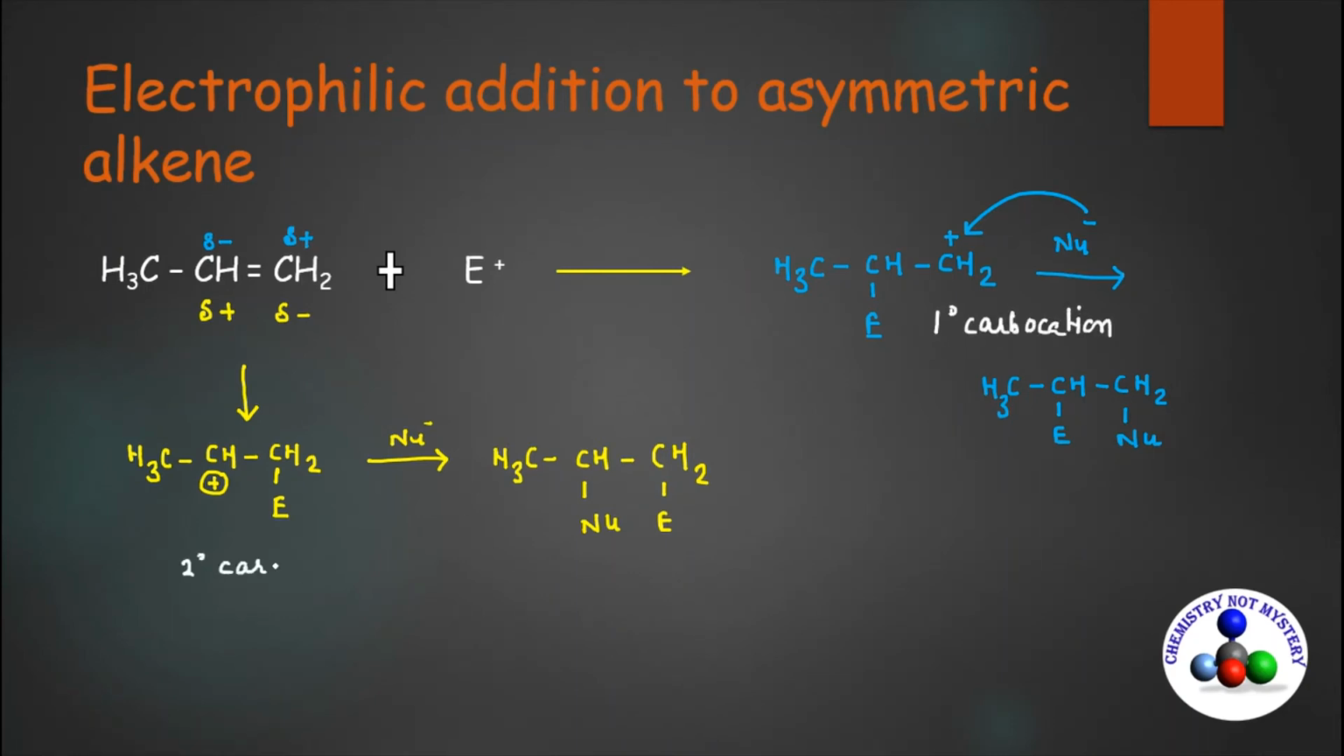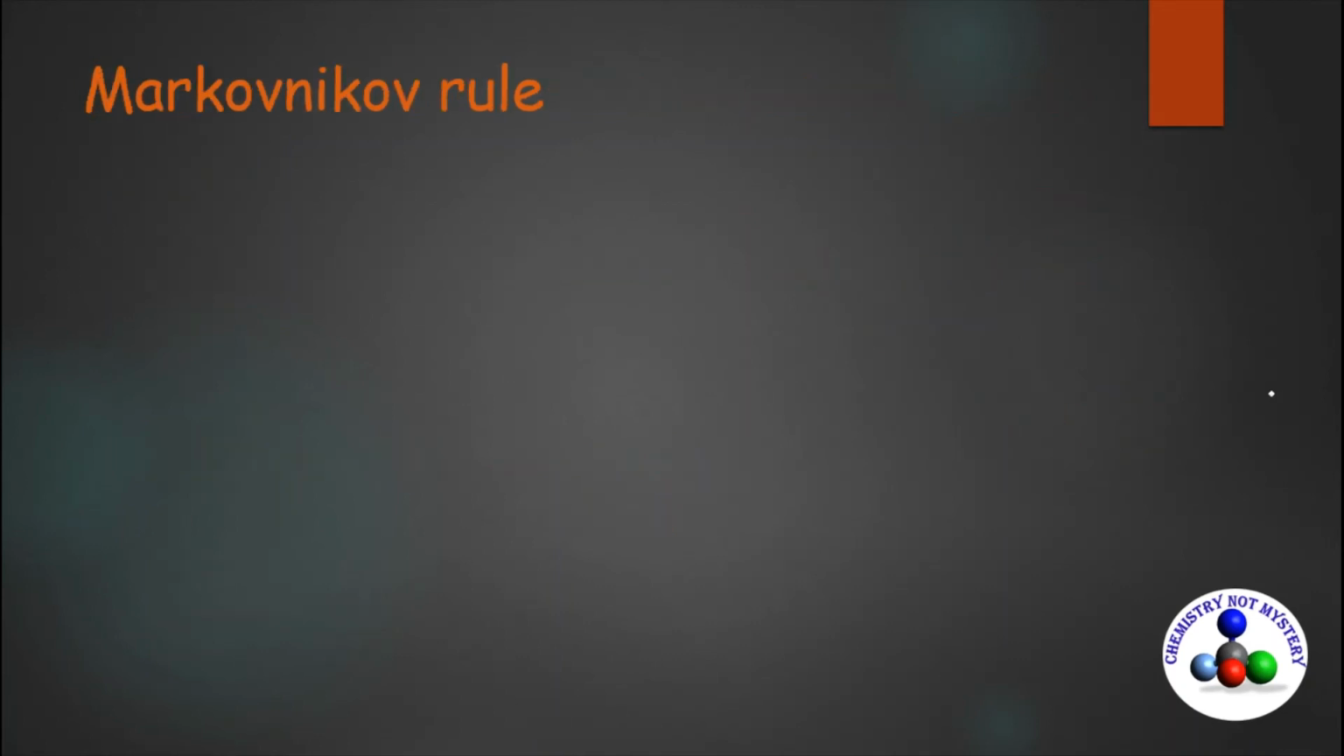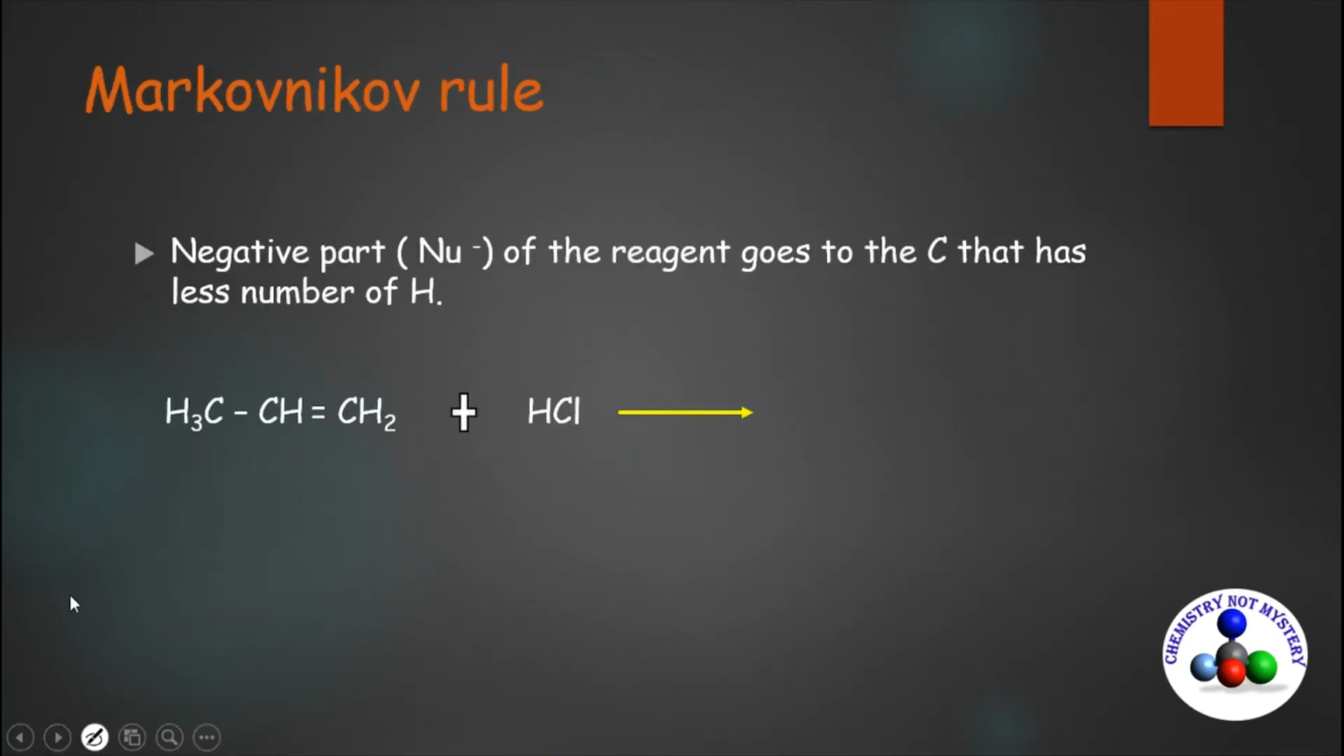Here a secondary carbocation is formed while in the other case a primary carbocation is formed, and you know secondary carbocation is more stable, that's why this will be your major product. Markovnikov gave a rule for the electrophilic addition to double bond and triple bond. According to that, the negative part of the reagent goes to the carbon that has fewer hydrogens.